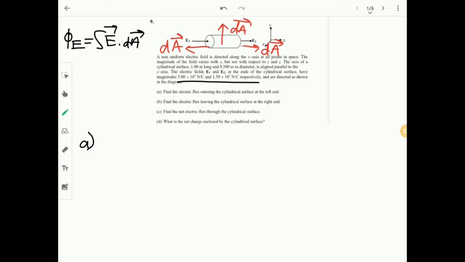Find the electric flux entering the cylindrical surface at the left end. B says leaving at the right end. C is the net electric flux and D is net charge enclosed. So I'll give you guys a few seconds. I've given a hint here and we'll check in a few seconds.